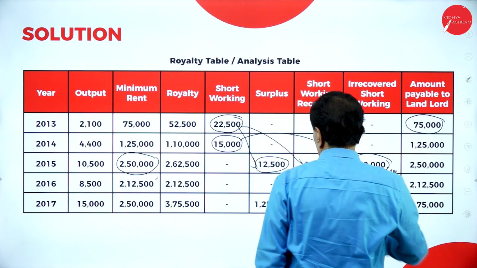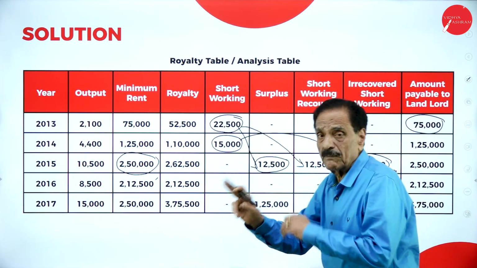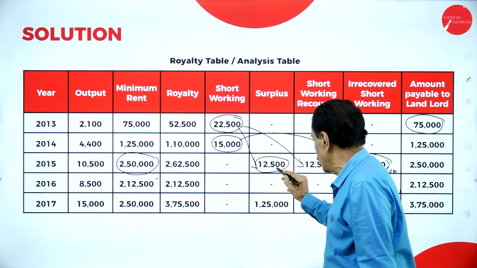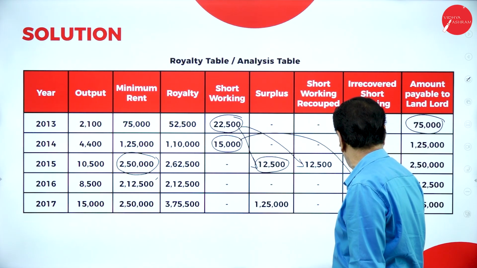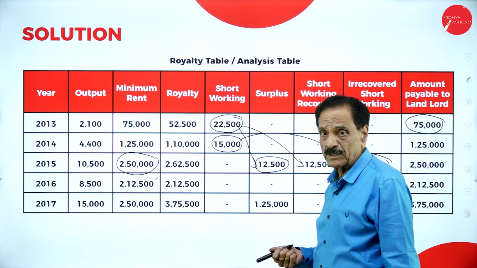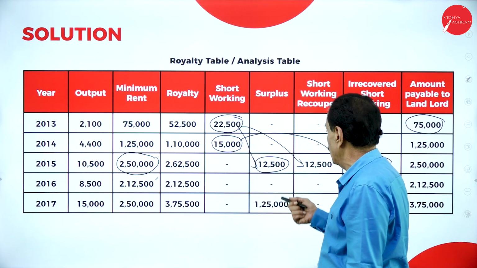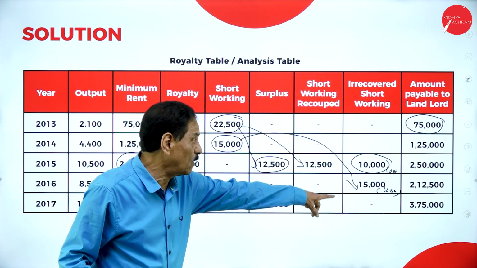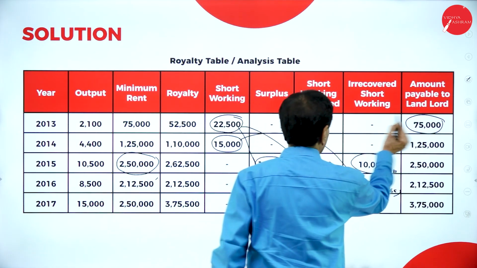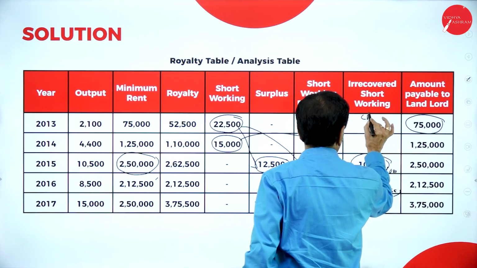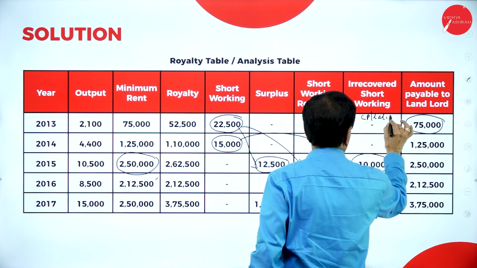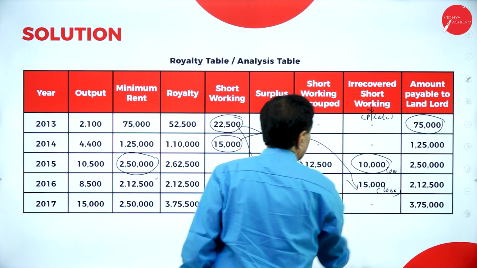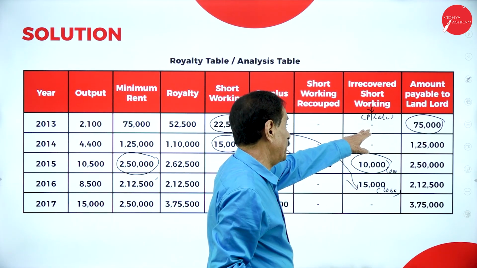2,12,500. So every short working will have 2 years' time. Out of 22,500, how much is recovered? 12,500. How much could not be recovered? 10,000, the balance. Here 15,000 should be recovered in the next 2 years, which could not be recovered. Transfer to profit and loss account. This is nothing but a P&L account loss. Irrecoverable short working means profit and loss account.